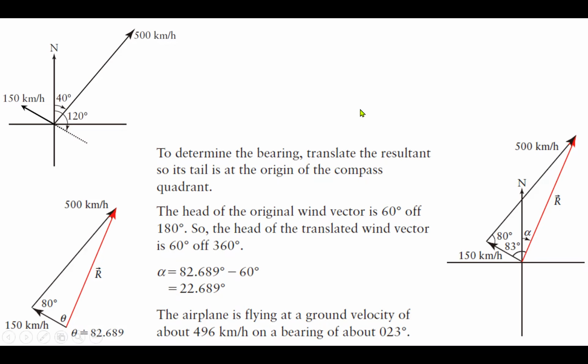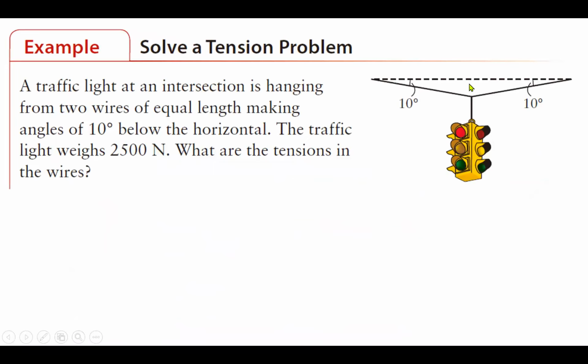Okay, if no questions, let's have a look at another example. Solve a tension problem. So here we have a traffic light at an intersection. It's hanging from two wires of equal length, making angles of 10 degrees below the horizontal. The traffic light weighs 2,500 newtons. What are the tensions in the wires? Okay, I'll give you 5 minutes to have a look at this question by yourself. Then we'll have a look at the solution together.